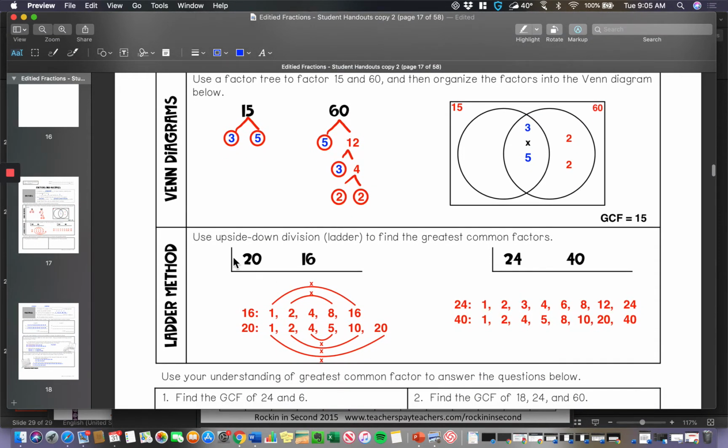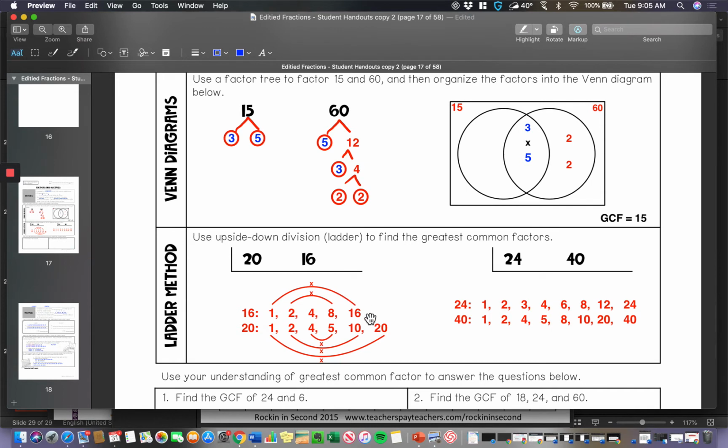We have used the upside down division ladder to find the greatest common factors. I'm going to post a video on my Google Classroom on how to use this method. However, I wanted to show you another method that I think was very helpful to me in my middle school years. What I like to do is make an organized list of the factors of both of these numbers. I complete this list from least to greatest, and I take the known factors of each number and plug them into the list.